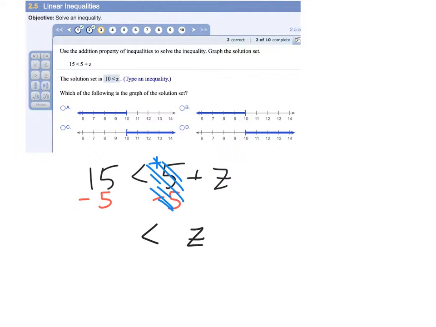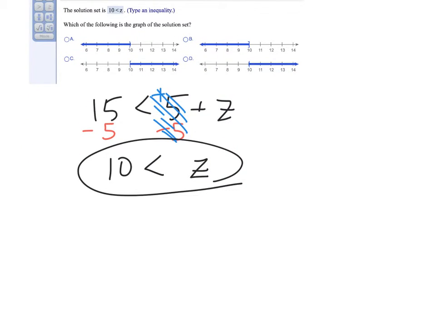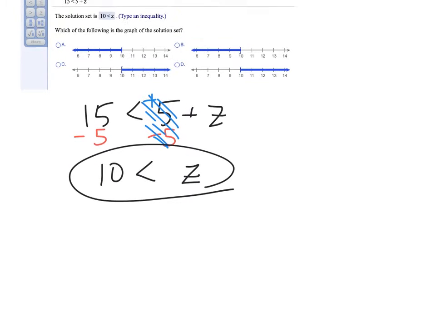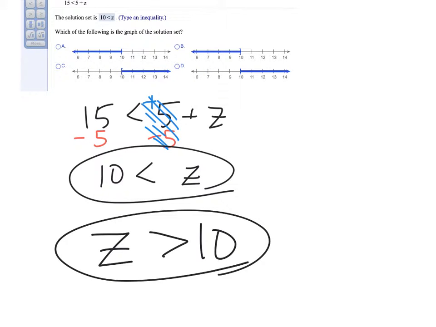And then we have that less than symbol. And then 15 minus 5 is 10. So our answer is 10 is less than z. Now, another way to think of that, which number is bigger, z or 10? Well, z is bigger than 10. So if you wanted to, you could have written it like this. z is bigger than 10, greater than 10. Again, it's a soft stop because there's no or equal.